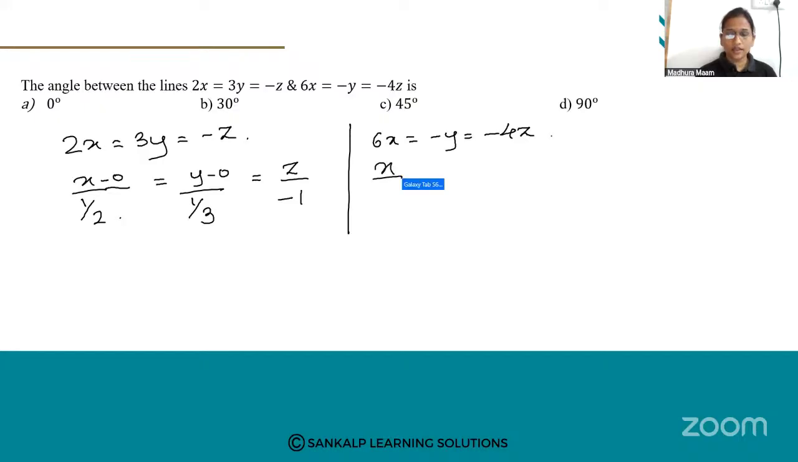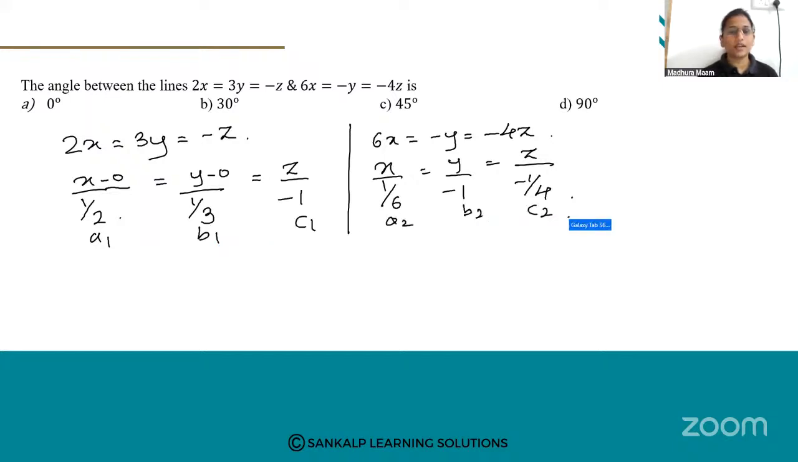ಅದೇ ತರ second equation 6x minus y minus 4z is your second equation. How can I rewrite this? 1 by 6. I can write this as by minus 1, and this I can rewrite as minus 1 by 4. Correct? Yes. Fine. ಈಗ a1 b1 c1 ಜಾಗದಲ್ಲಿ ಏನಿದೆ? So this is a1 b1 c1. This is a2 b2 c2. ಕರೆಕ್ಟಾ? ಸೊ ಇದೇನಿದೆ ಕಾರ್ಟೇಶಿಯನ್ ಫಾರ್ಮ್ ನಲ್ಲಿ ಇದೆ.